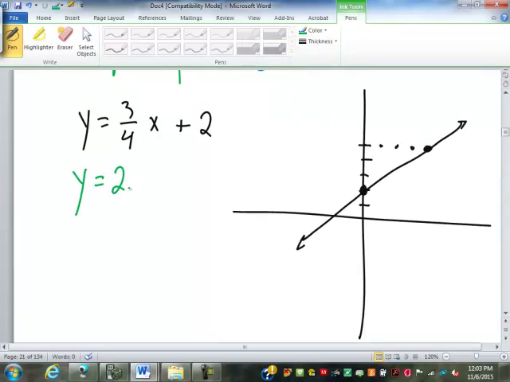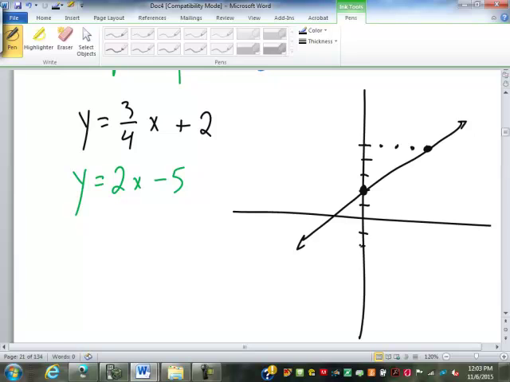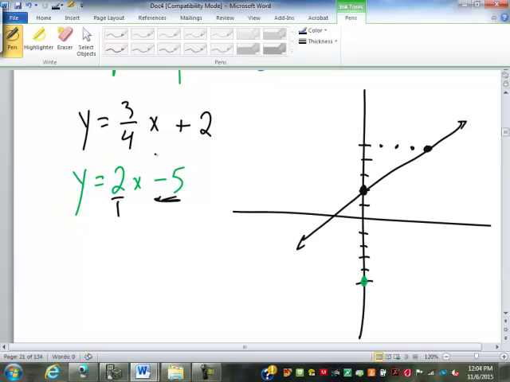Y equals 2x minus 5. Where's that one going to start? Negative 5 right here. So we're going to go down 5 from the center. Right there's where it starts. Now it has a slope of 2, so I make that 2 over 1. So from this point I rise 2 and I run 1 right there.